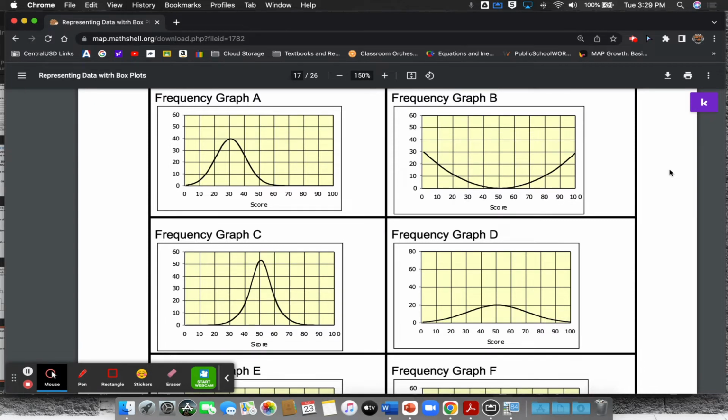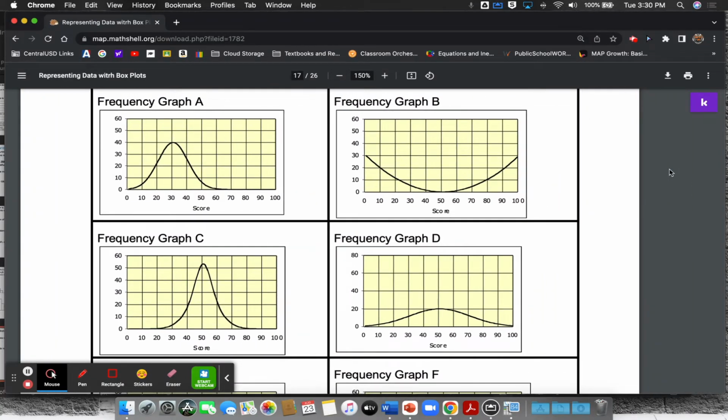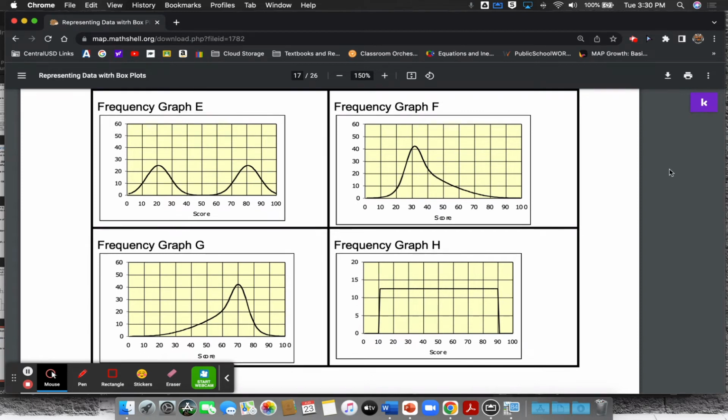Okay. C, would C fit box plot 1? Okay. Let me show you. That's not all of them. There might be better. So let me show you the last 4. Do these fit better than the others?